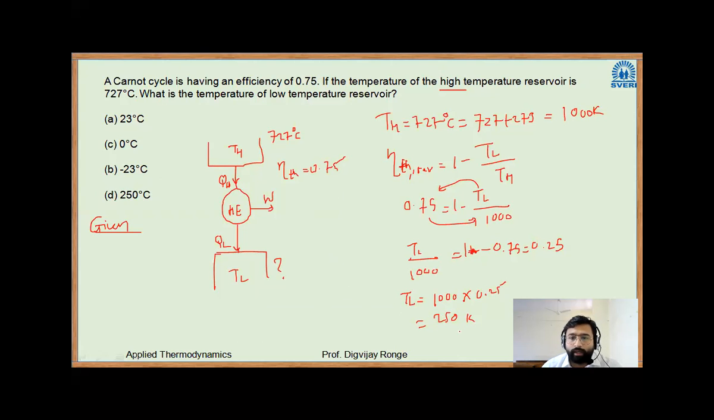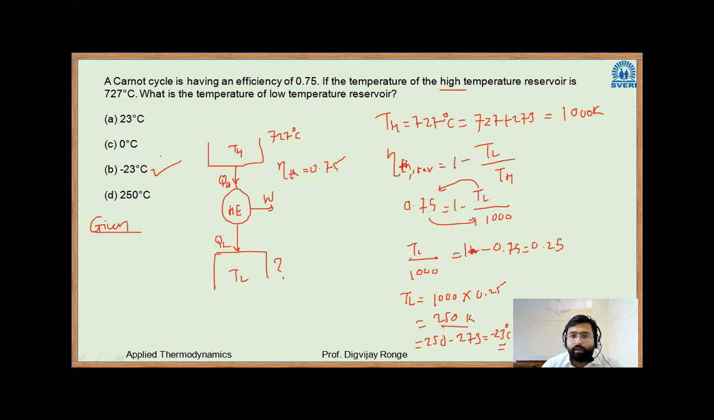Now we have calculated TLS 250. Convert this into Kelvin. How to convert? This will be 250 minus 273. So this will give you minus 23 degrees Celsius. So the correct answer here is minus 23 degrees Celsius.